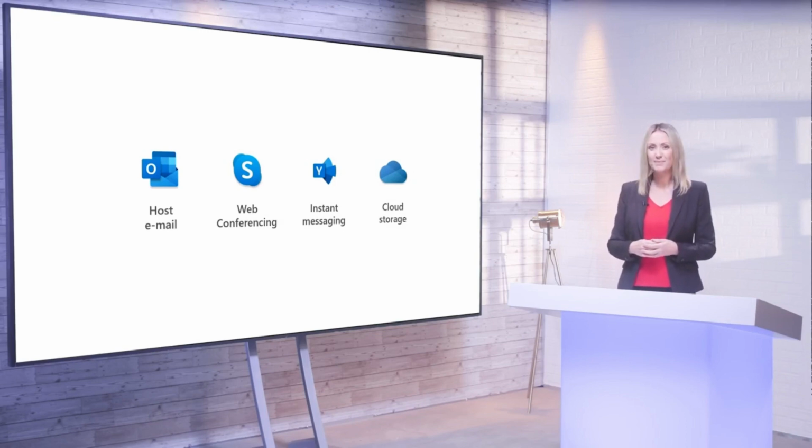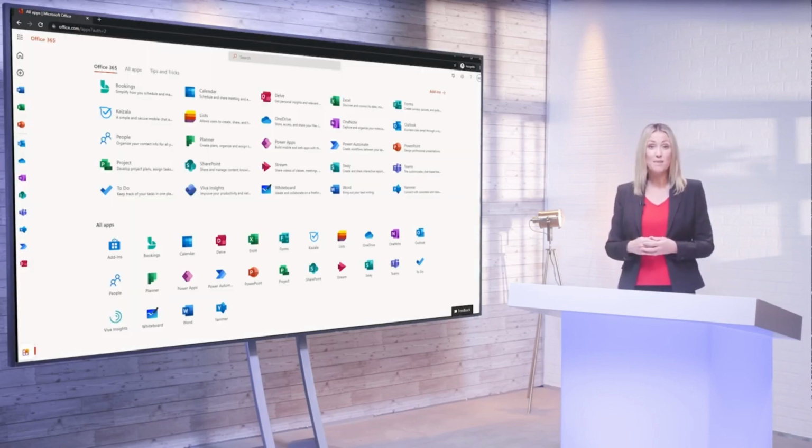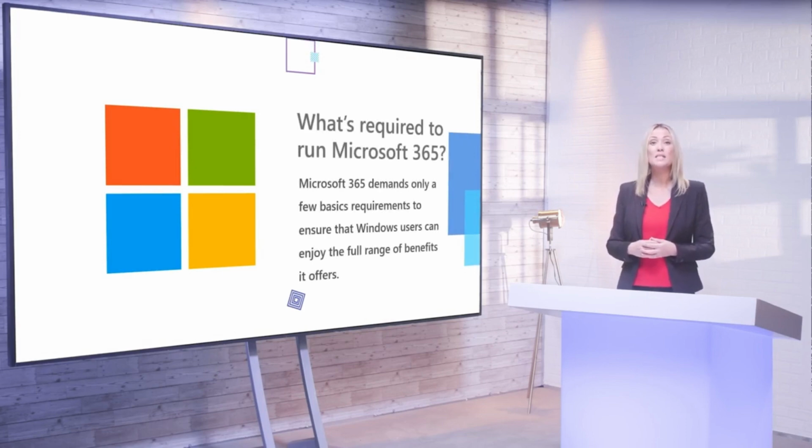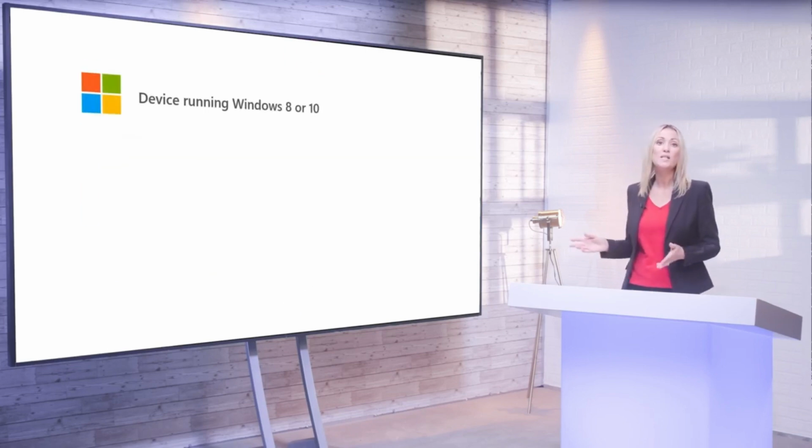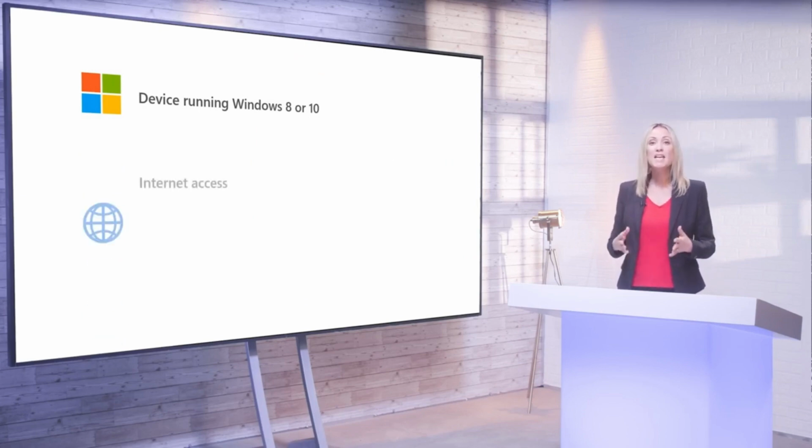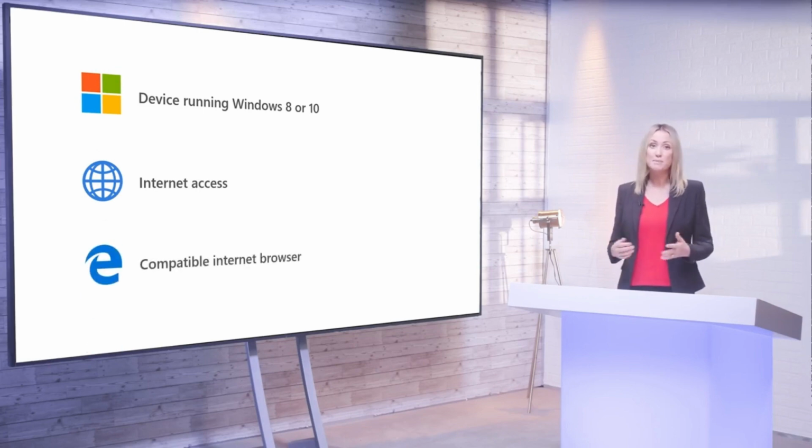Now that you're familiar with the basics of Microsoft 365, you might be asking yourself, what's required to use its services? You'll be happy to hear that although Microsoft 365 is based in the cloud, there are only a few requirements for enjoying its full benefits. These requirements include a device running Windows 8 or Windows 10 operating systems, and internet access to install or activate Microsoft 365 and manage it. Finally, and perhaps most importantly, a compatible browser is also needed. Recent or current versions of Microsoft Edge, Firefox, Safari or Google Chrome are all compatible with Microsoft 365.